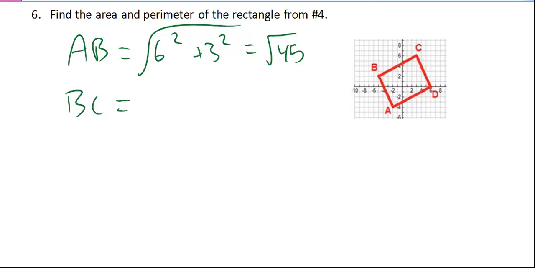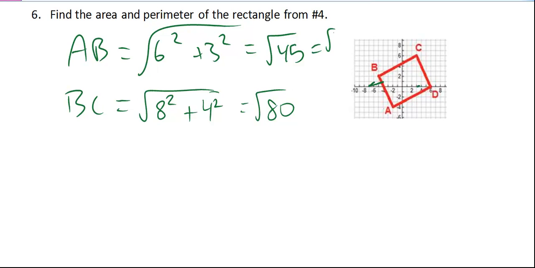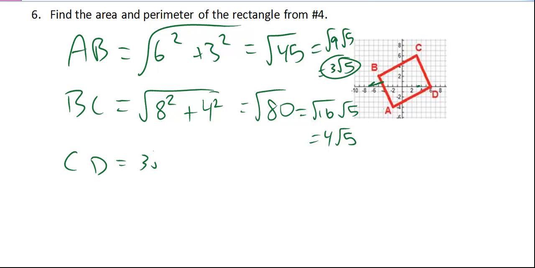BC, we're going from -5 is my x to 3, so I'm going over 8. I'm going up from 2 to 6 is 4. So that's 64 plus 16 is 80. Obviously, I can simplify these. This is the square root of 9 times the square root of 5, which is 3 root 5. This is the square root of 16 times the square root of 5, which is 4 root 5. This is nice, because now that I've found these, I know the other opposite sides must be the same. So CD must be 3 root 5, and AD must be 4 root 5.